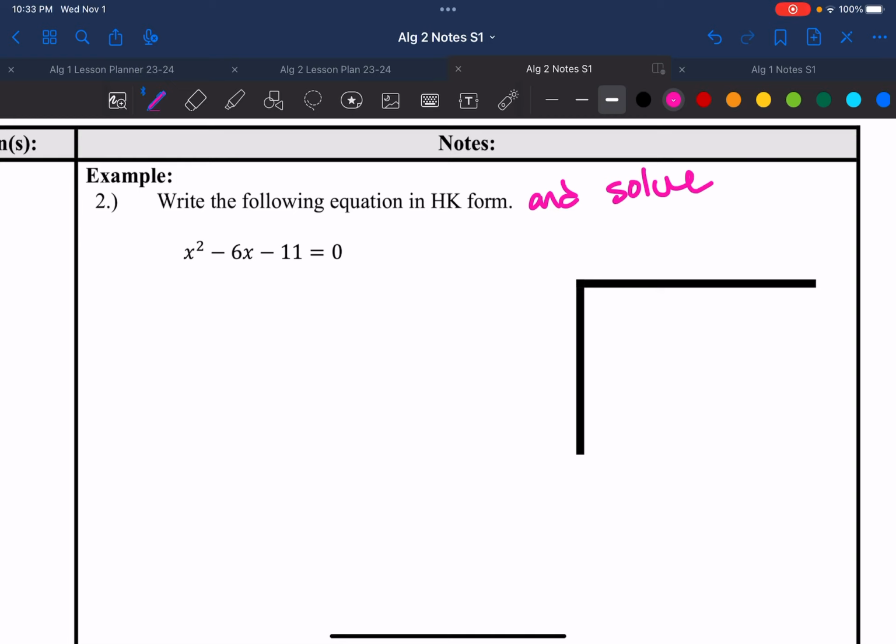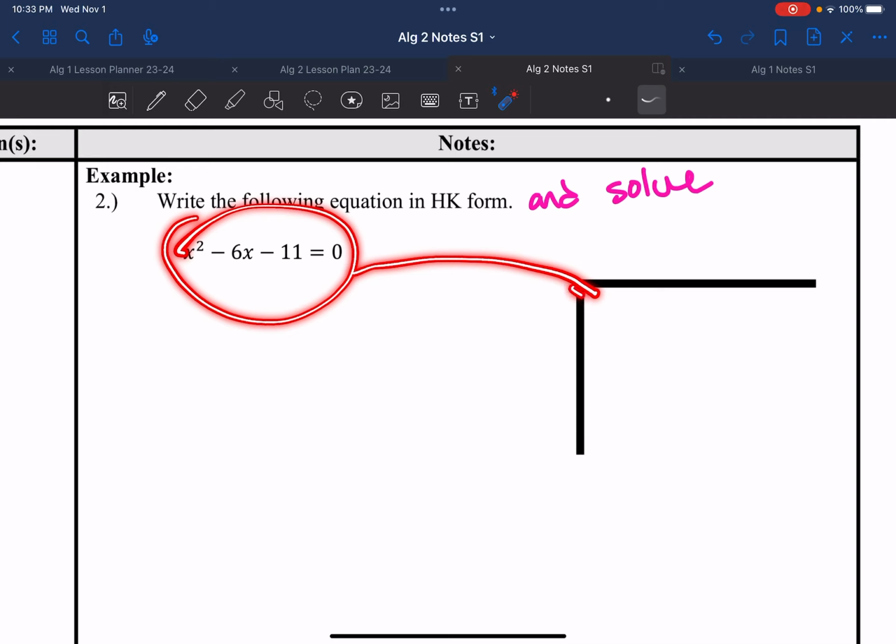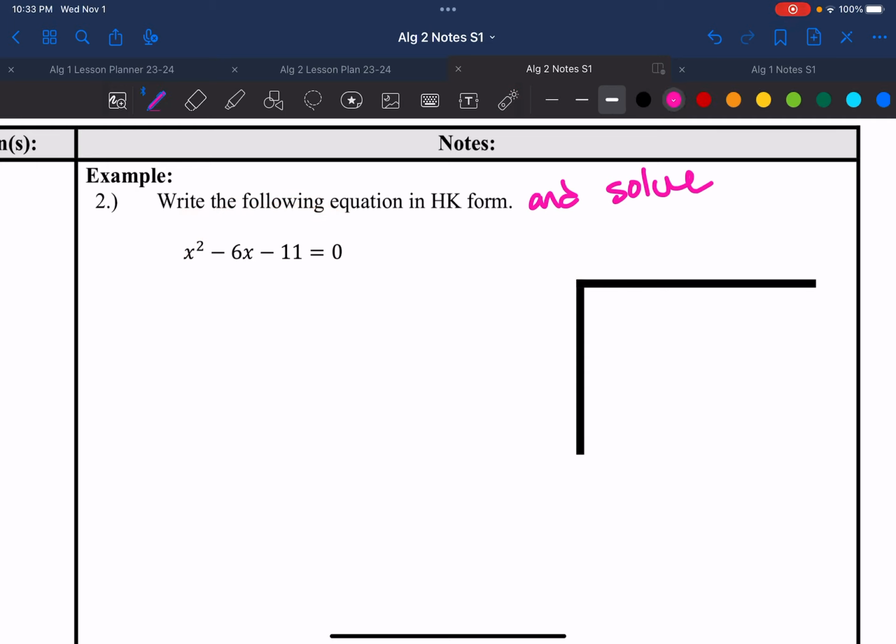All right. I got x squared minus 6x minus 11. Okay, so again, you want to try and model that here. I know that I could use a big block for my x squared. I have 6 x's that I need. So I'm going to do 3 on each side. And then it says minus 11.